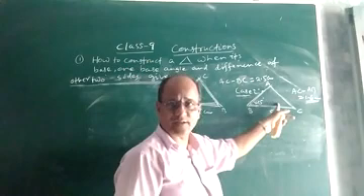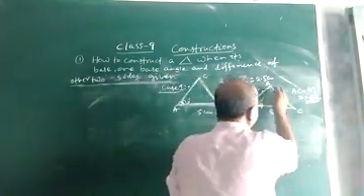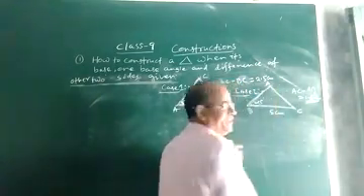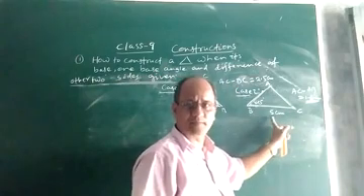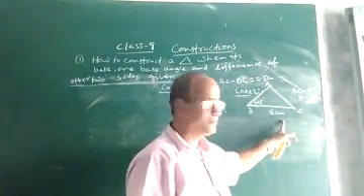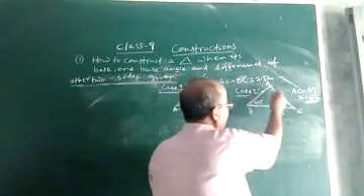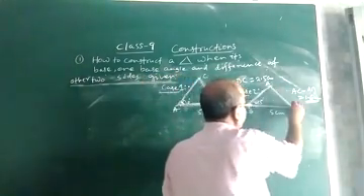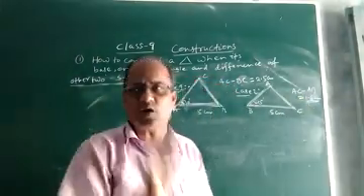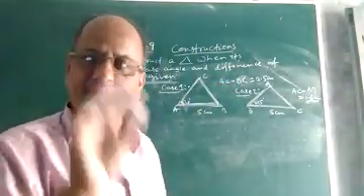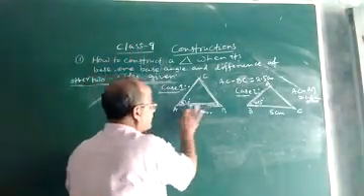Now consider another case. Suppose you want to construct the triangle ABC in which you are given the length of the base BC as 5 centimeter, and one of the base angles, angle B, 45 degrees. Then the difference of the other two sides, AC minus AB, is given as 1.6 centimeter. So how to construct? What are the steps and how to justify? Let us discuss. See, children, look at the first case.